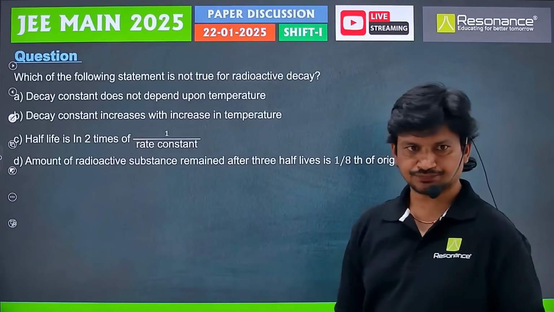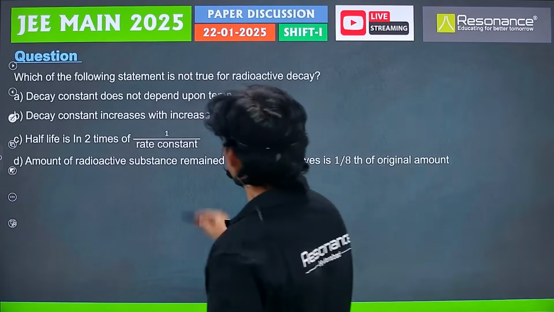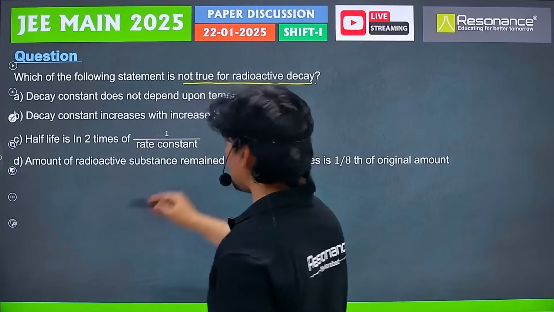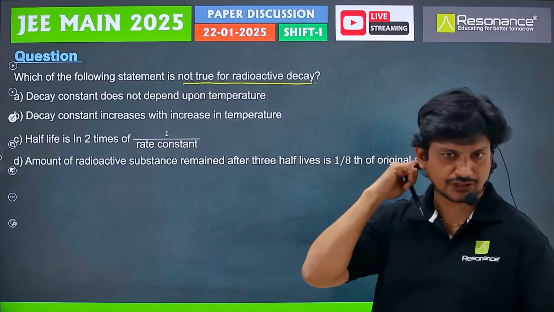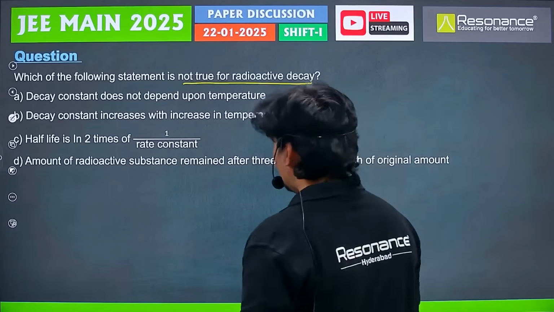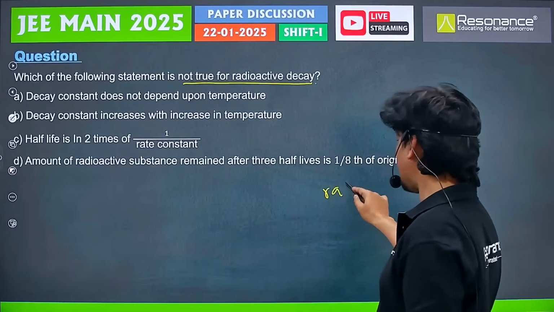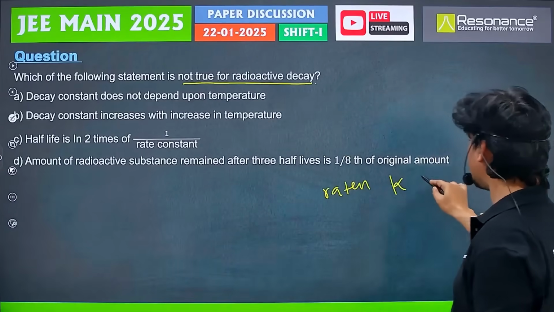Next question. Which of the following statements is not true for radioactive decay? This is a somewhat tricky question. Generally, the rate constant for normal reactions depends on the temperature.